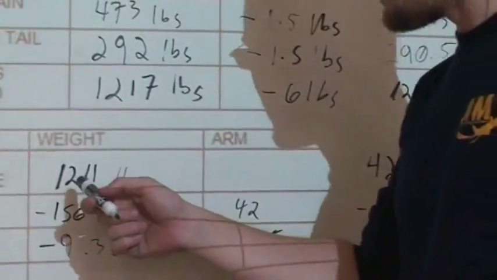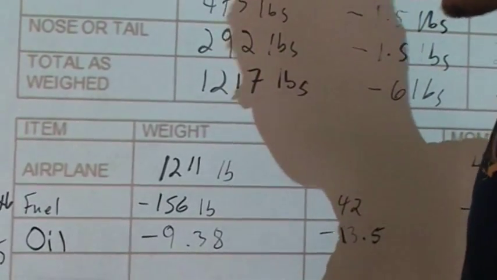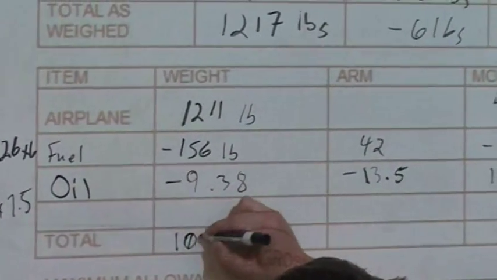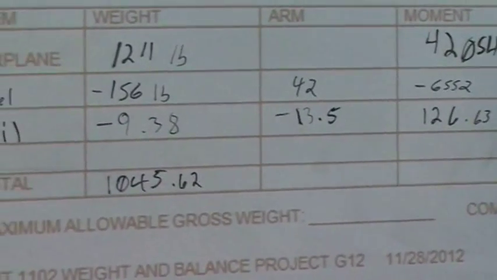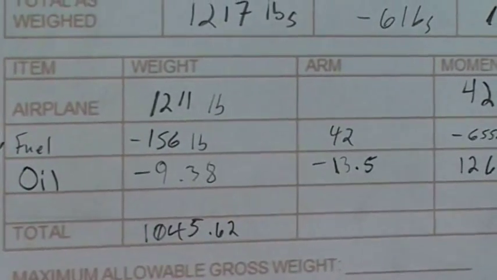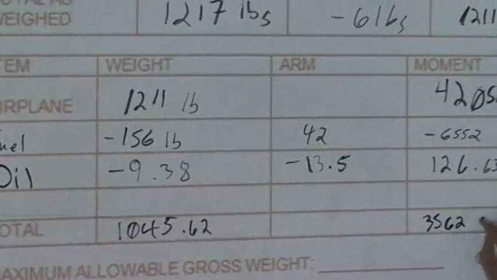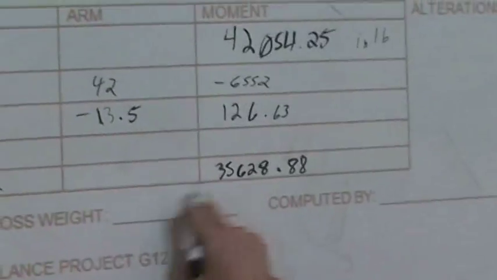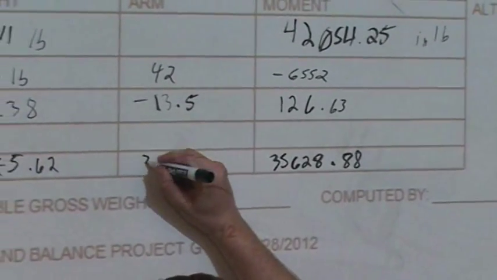So now we'll take our 1,211 and subtract 156 and 9.38, and that will give us our empty weight, which is 1045.62. And then the moment, we'll take this moment, subtract this one, and then add that one, and that will give us 35,628.88. And now we will divide this by this, and that gives us a CG of 34.07.